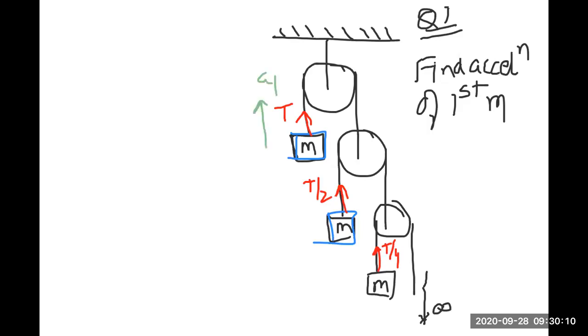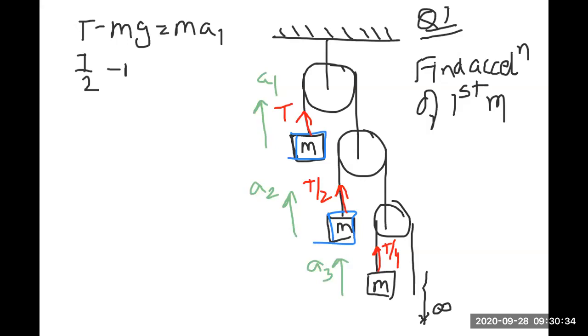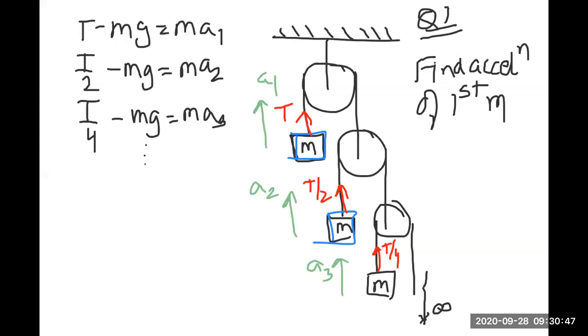This is what we want to find out. A2. Let the acceleration of this be A3. Right? Then what do we get? What are the equations we get? We get T minus mg is equal to ma1, and then we get T/2 minus mg is equal to ma2. Then we get T/4 minus mg is equal to ma3, and we get an infinite equations.